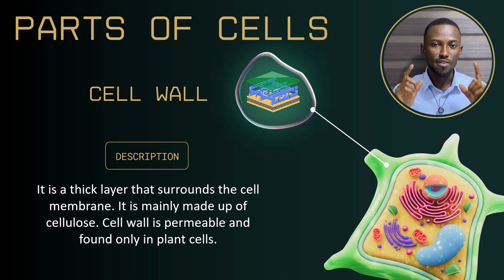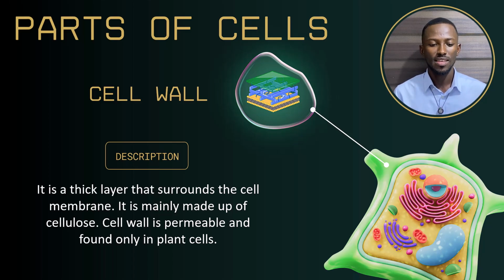So we are starting with the very first one, the cell wall. What exactly is the cell wall of a cell? This is the description. A cell wall is a thick layer that surrounds the cell membrane. It is mainly made up of cellulose. Cell wall is permeable and found only in plant cells.